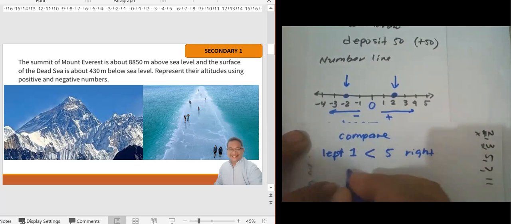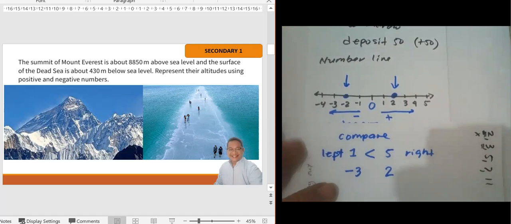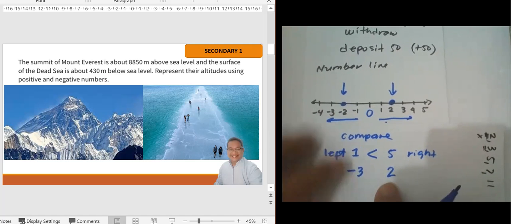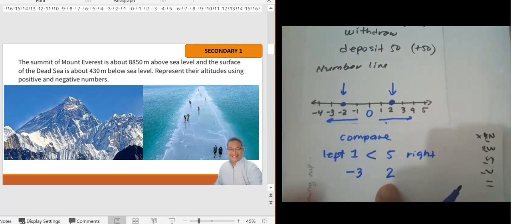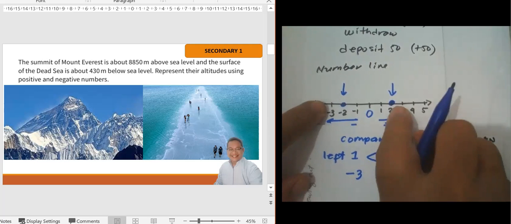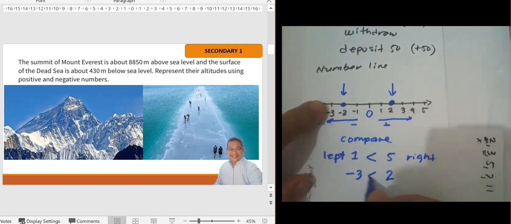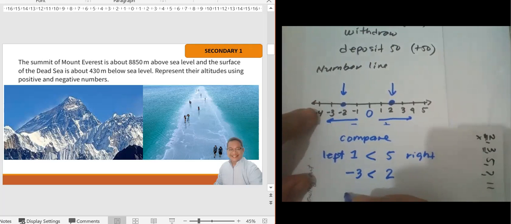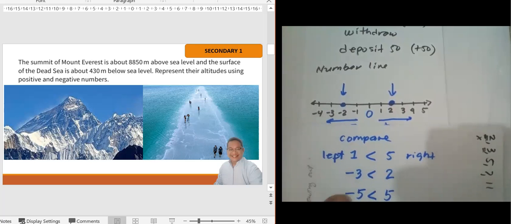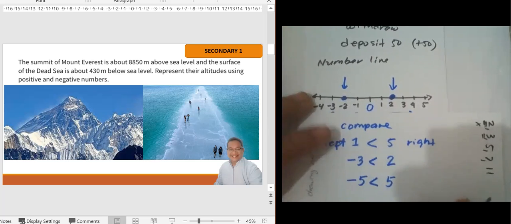Now let's try to compare. You have negative 3 and 2. Be careful. You need to look at which one is on the left. That is negative 3, that is 2. So the negative 3 is on the left. Therefore, that one is less than. Now let's say, for example, negative 5 and 5. Which one is on the left? So therefore, this one is less than because it is on the left.